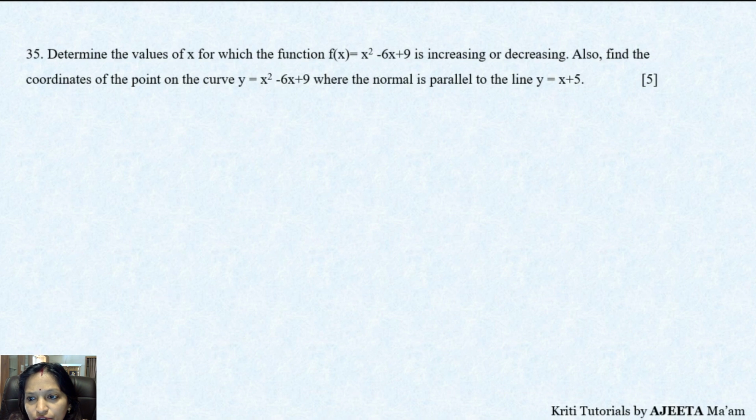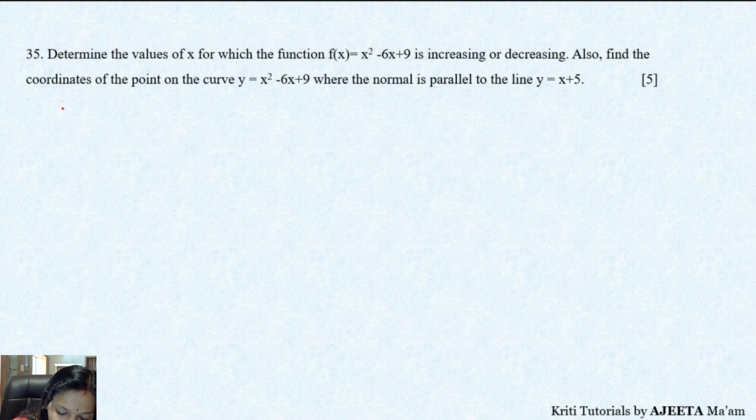Okay, so now this is 35th question. Let's start with it. Determine the values of x for which the function is increasing or decreasing. That's the first part. And also find the coordinates of the point on the curve y is equal to x square minus 6x plus 9, where normal is parallel to the line y is equal to x plus 5. So let's do it for increasing decreasing first.